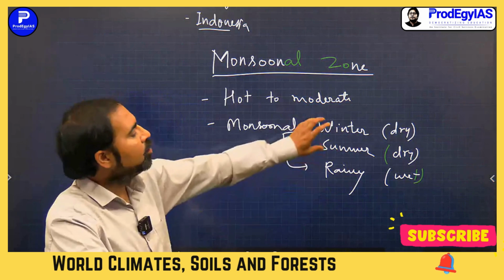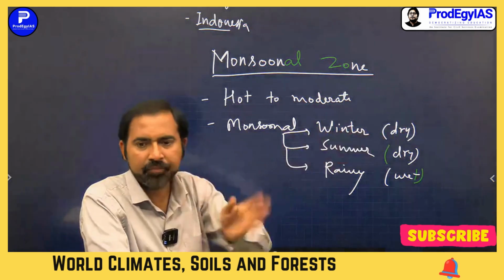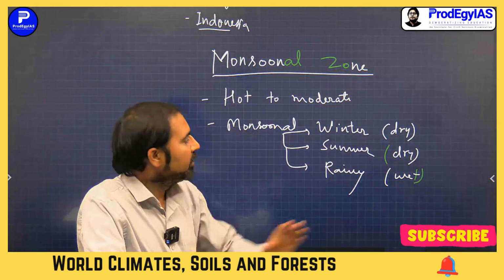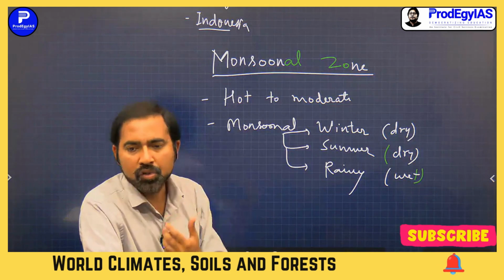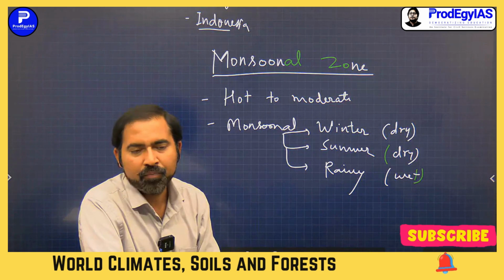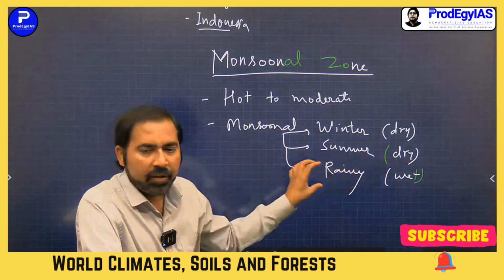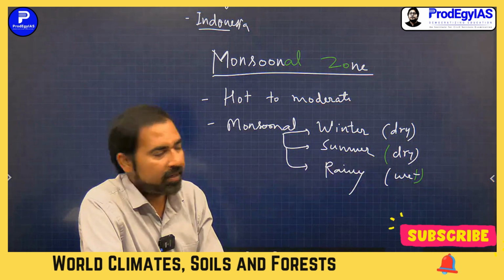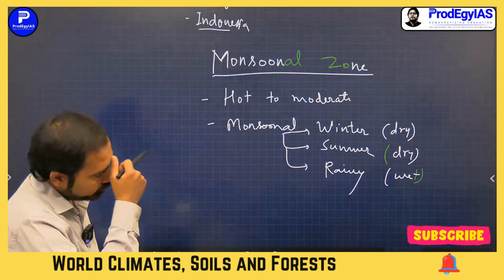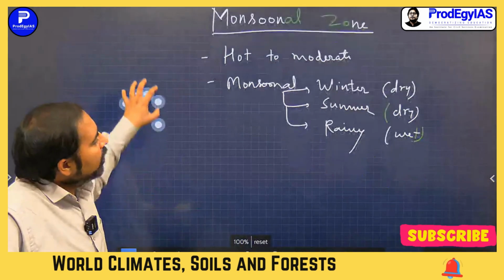Though there might be some drizzles in winter, like in northern part of India, there might be some drizzles in summertime. They are called pre-monsoon showers. But largely, the rainfall is in these 4 months of rainy season, right? So these 3 seasons and reversal of winds, you know it. So this is the type of climate.